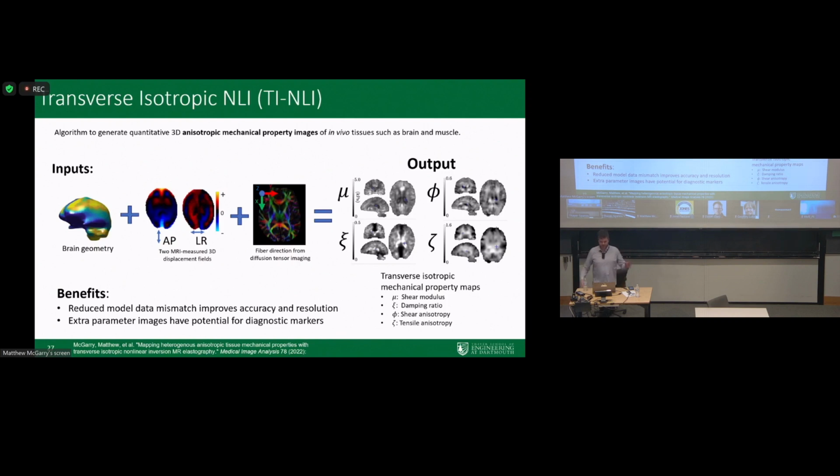So there are two different displacement fields where waves are bouncing around everywhere. We also know the fiber directions from diffusion tensor imaging, and the output is these maps of the shear modulus, the shear anisotropy, the tensile anisotropy, and also the damping ratio.